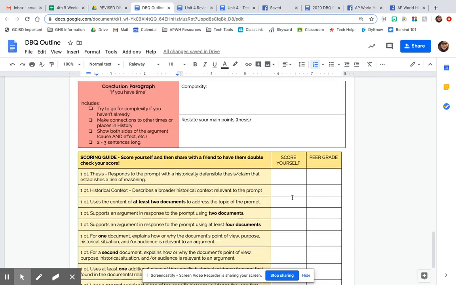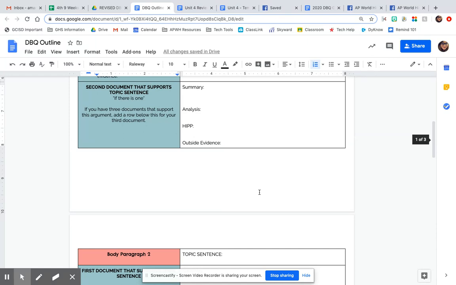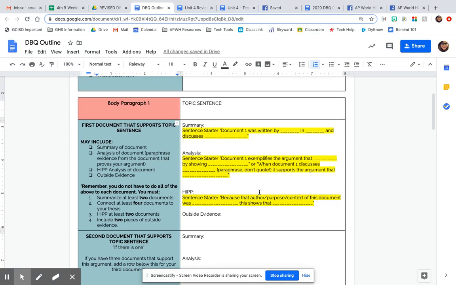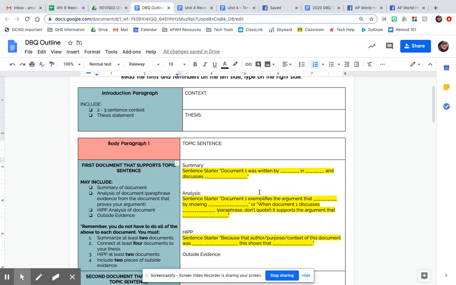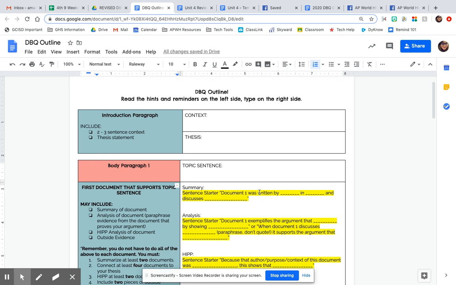We're going to work in the coming weeks on taking this and making it a nicely written essay. But for now, I wanted you to practice the basics of putting it into an outline. I hope that this helps identify how to put together the DBQ, how to take the document analysis that we've done and turn it into an essay. And if you have any questions, please feel free to email me and I can help clarify.